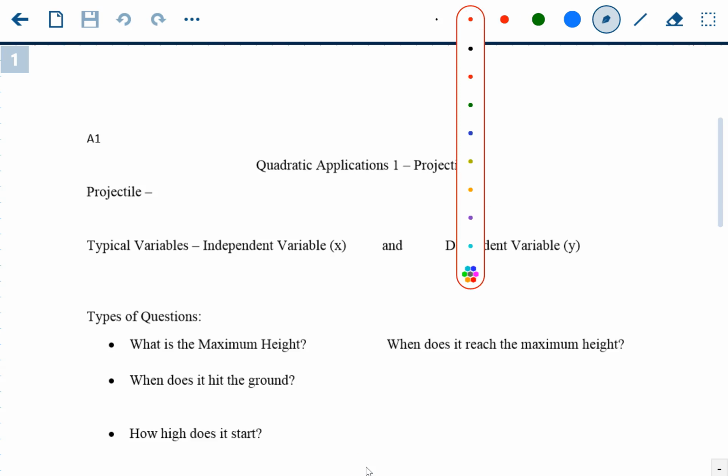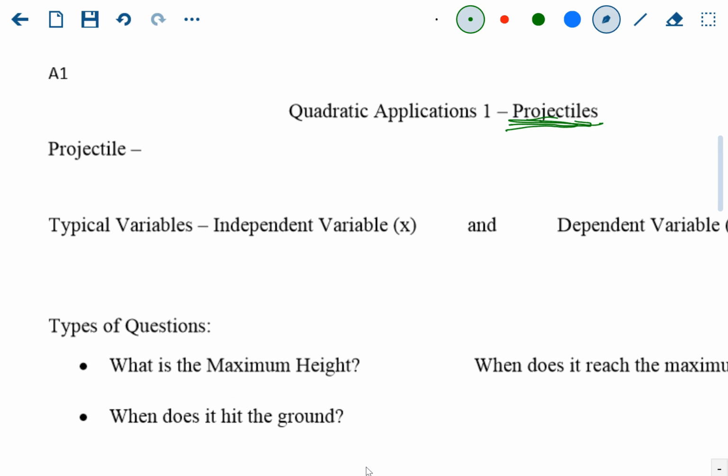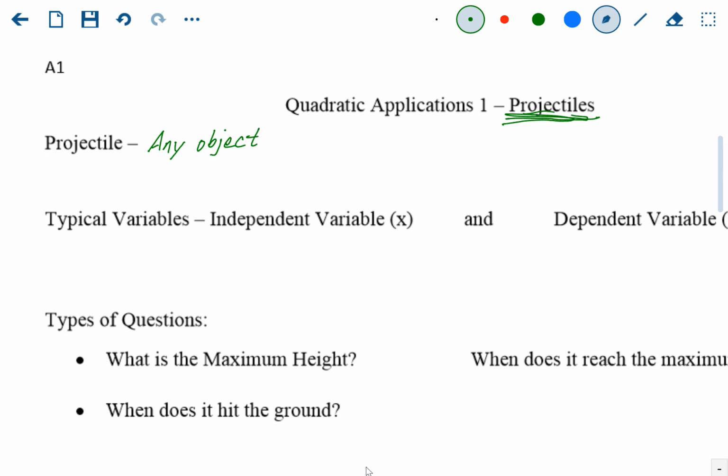Okay, so today we're going to talk about the first quadratic application, which is called projectiles. This is the most common quadratic application. There's a couple others we're going to do. What is a projectile? It's any object.